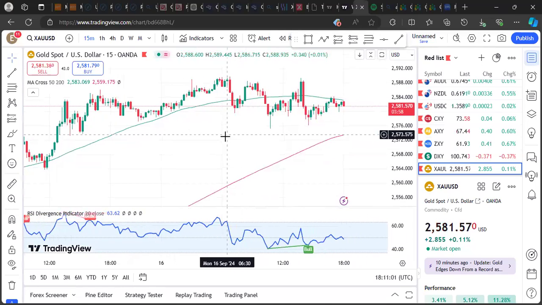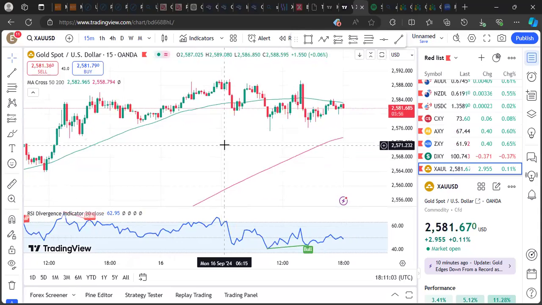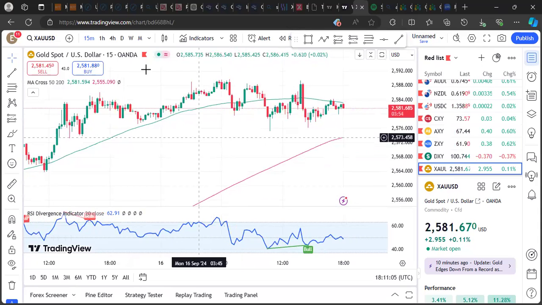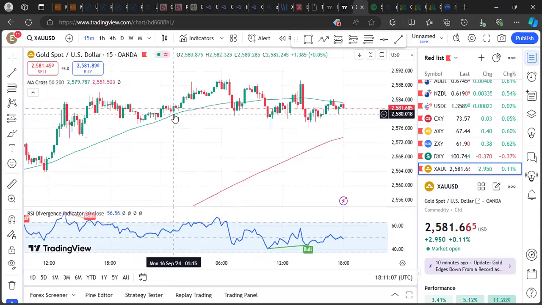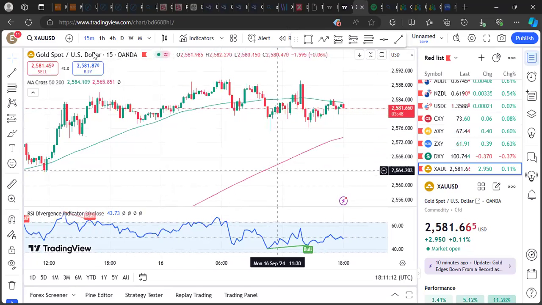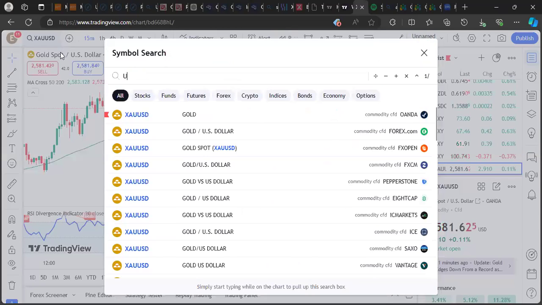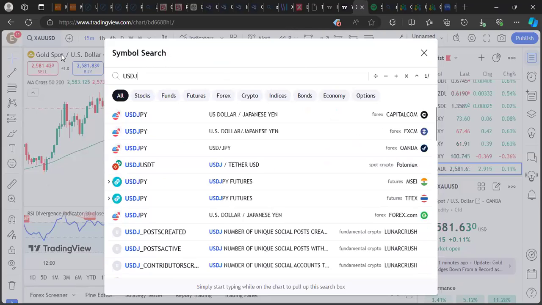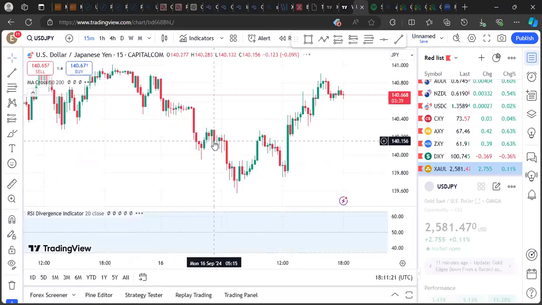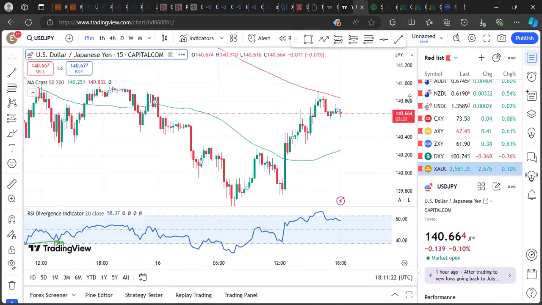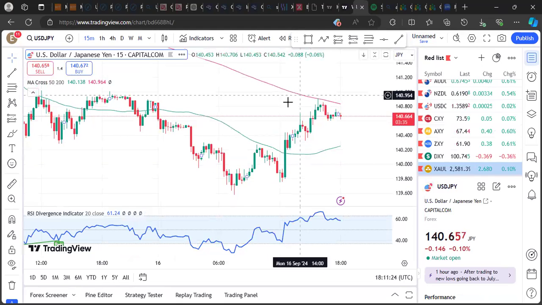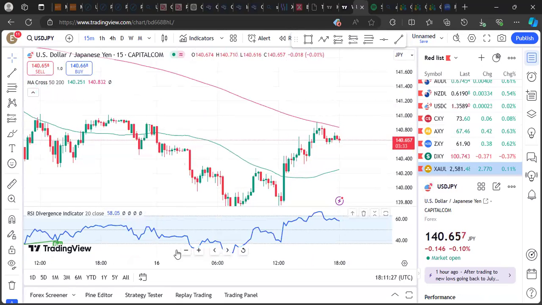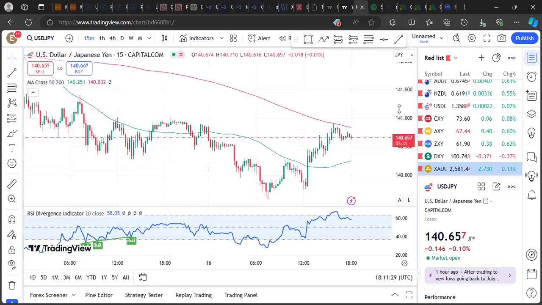If the green moving average is above the red, it is a bullish trend. As you can see on gold, the trend on the 15 minutes time frame is bullish because the green is above the red. For the bearish case, let's check USD/JPY again. For the bearish case, the green needs to be below the red. That's a bearish market, a bearish trend.